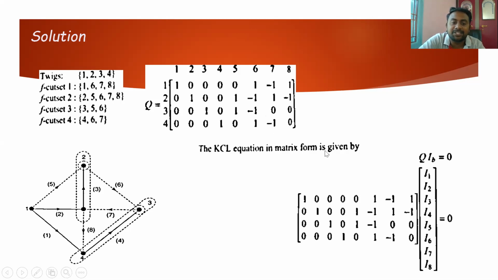We know that the KCL equation for the given cut set is Q into IB equals 0. IB means the branch currents. So we have 8 branches, that is I1, I2, and so on to I8. Q is the matrix we got as the cut set matrix. So I am writing Q times IB equals 0. This is the way we have to solve the given problems and write the equations.